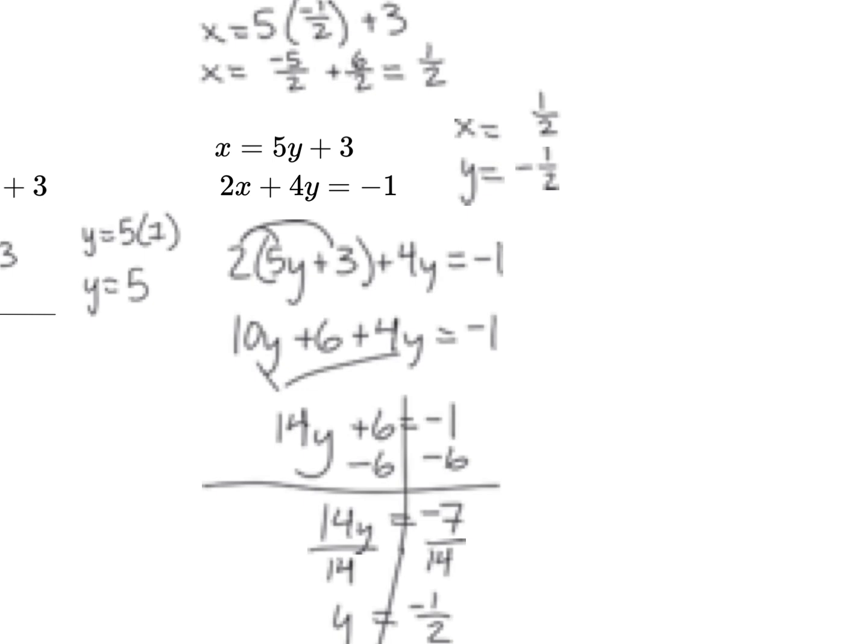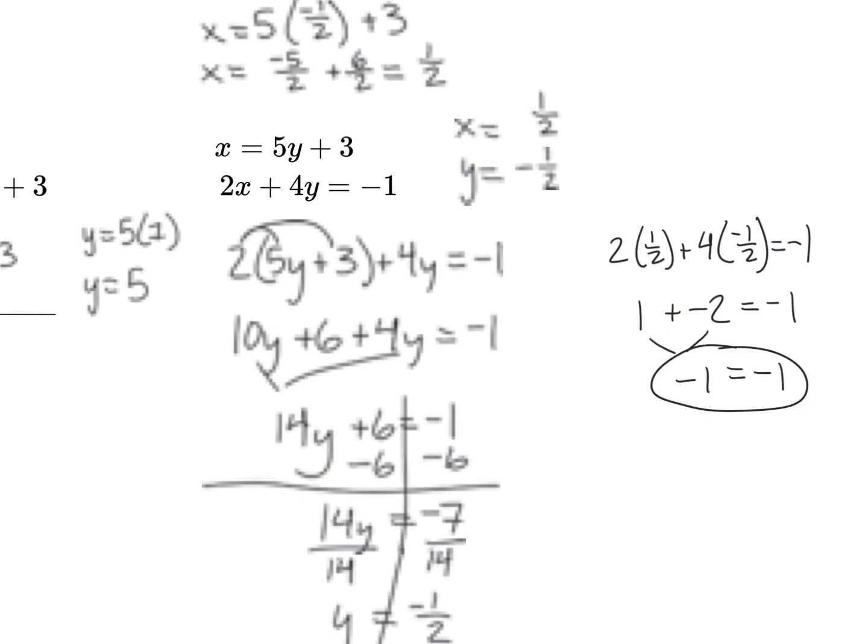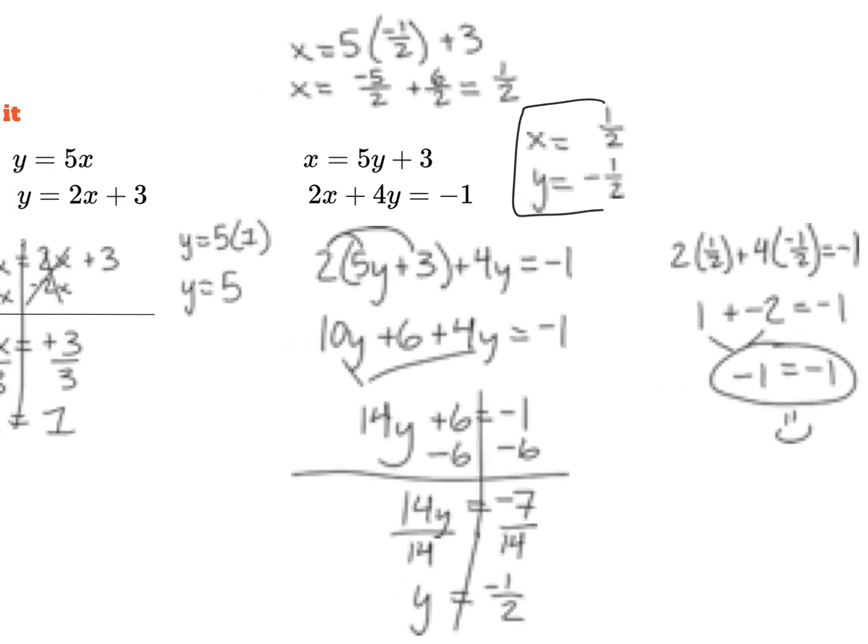In fact, for my check, I'm going to put in the second one. 2 times 1 half plus 4 times negative 1 half should be equal to negative 1. Well, half of 2 is 1. Half of 4 is 2, but it's negative. Is it true that that is equal to negative 1? You bet it is. So there we go. My answers are there.